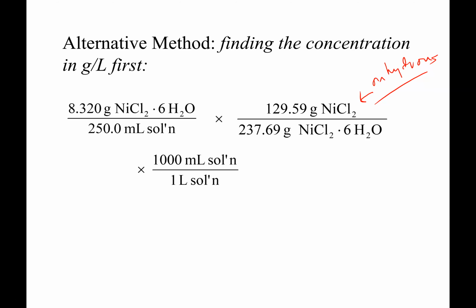Okay, so grams of nickel 2 chloride hexahydrate cancel. And you guys told me this will make my milliliters cancel. I have units of grams of nickel 2 chloride per liter of solution. How many sig figs? I'm liking 4. Yep.